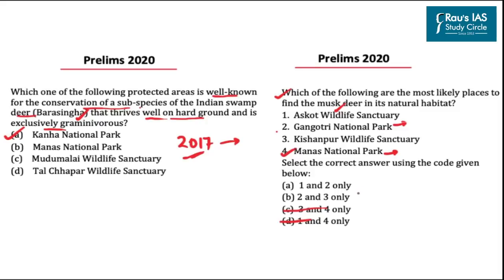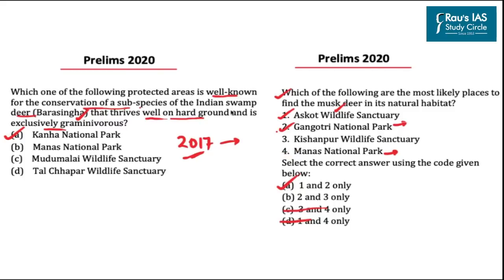And so it left us with two options from which we had to choose one of them. And now here, an important aspect is that the full name of Ascot Wildlife Sanctuary is Ascot Musk Deer Sanctuary. And so it formed the part of right answer, which is A, 1 and 2 only.